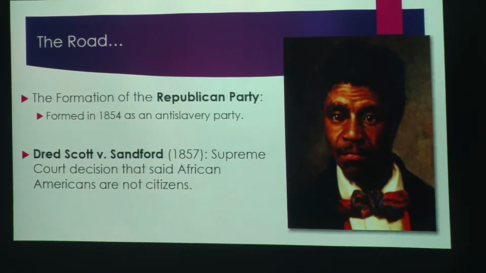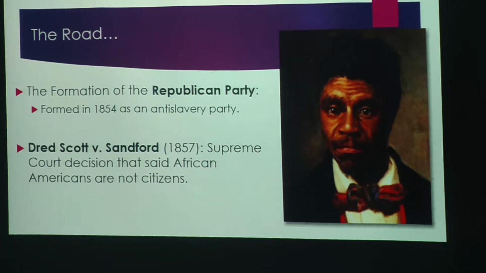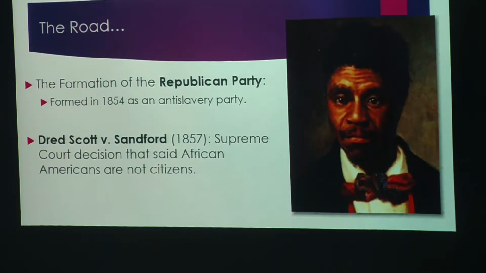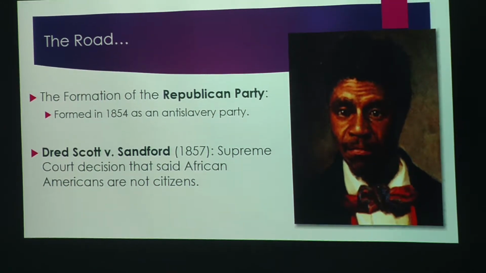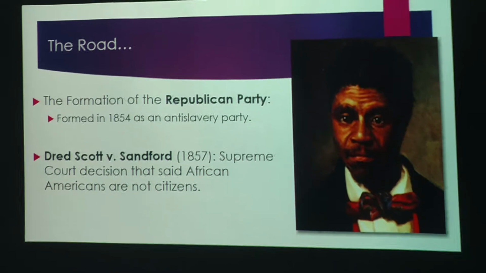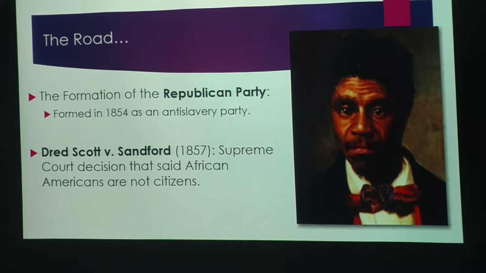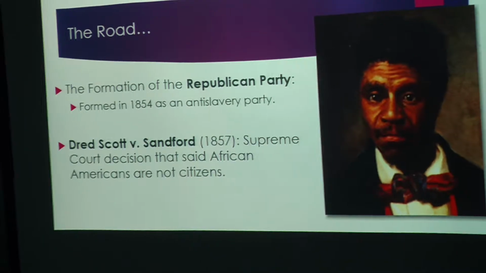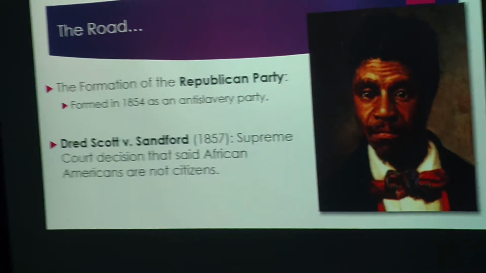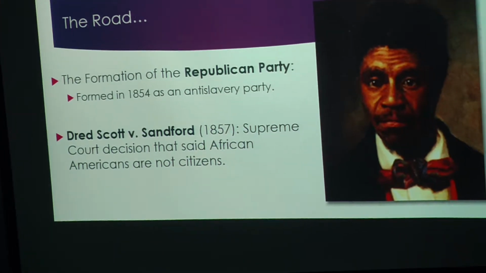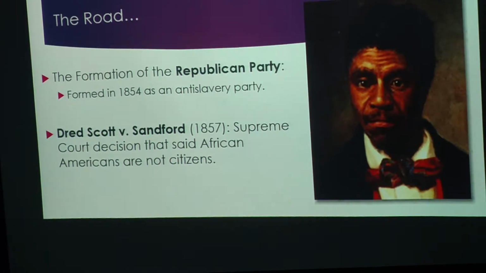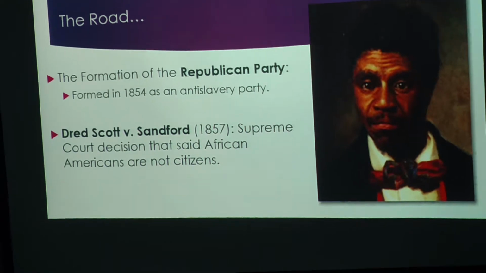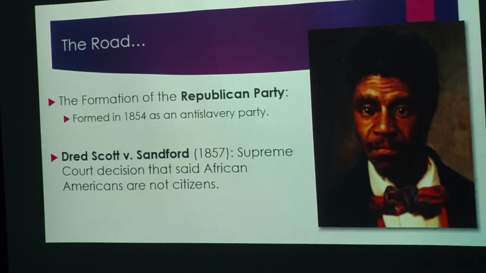Dred Scott versus Sandford, it's in 1857. The basics of it, the key to really know about this: it says that African Americans are not citizens. We already kind of knew that based on the Three-Fifths Compromise and all that sort of stuff that we talked about previously, but this reasserts that in an official Supreme Court decision. What happens? Dred Scott, his master, he's a slave. Dred Scott's master takes him from the South to a northern state where slavery is illegal and frowned upon. Dred Scott then says, hey, I should be a free man.